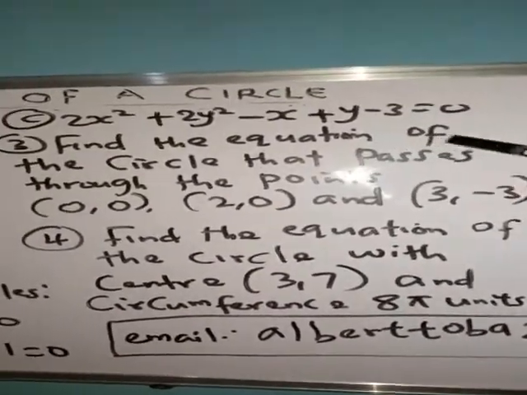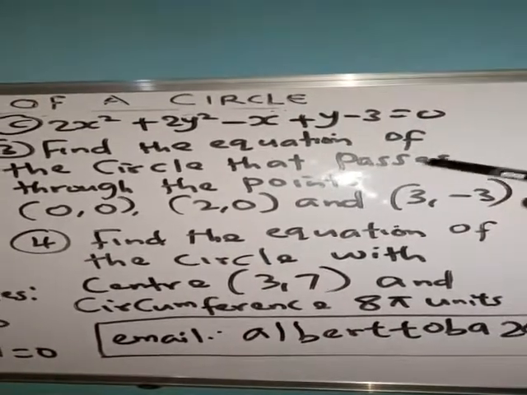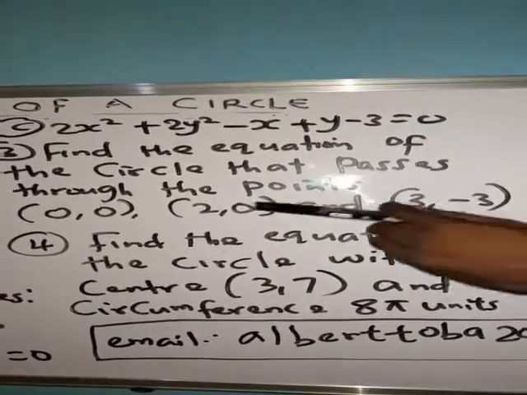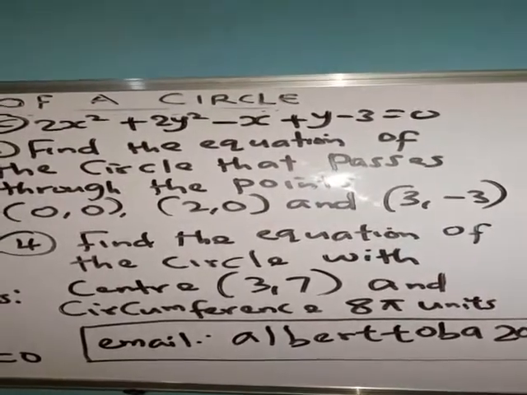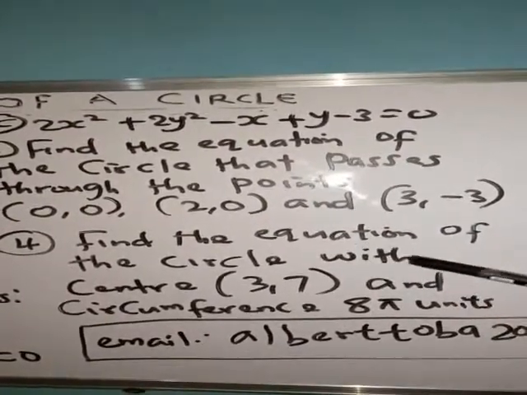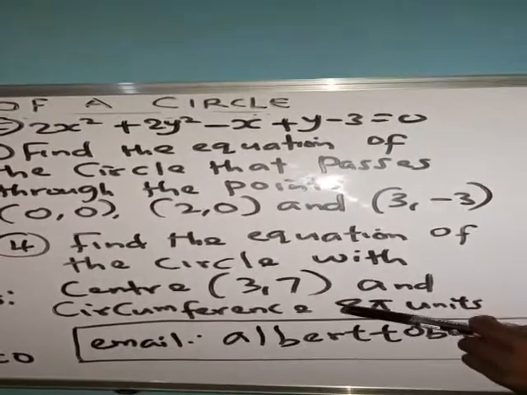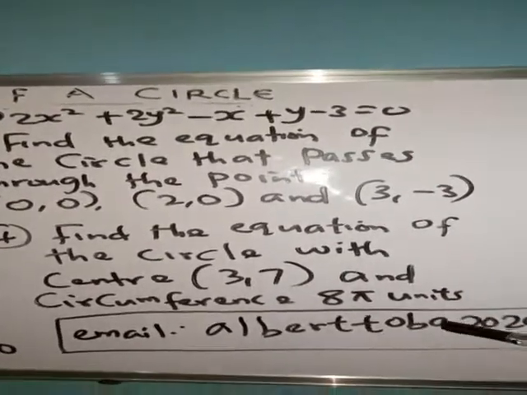Number 3 says, find the equation of the circle that passes through the points (0, 0), (2, 0), and (3, minus 3). And number 4, find the equation of the circle with center (3, 7) and circumference 8 pi units.